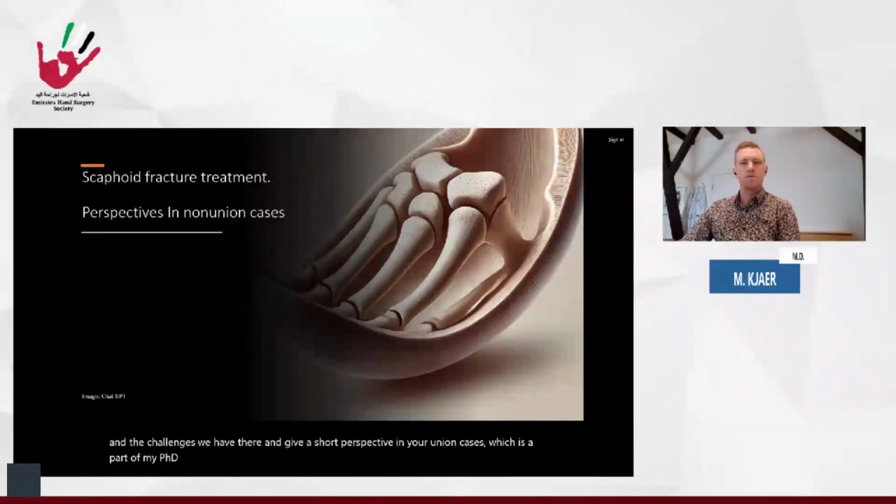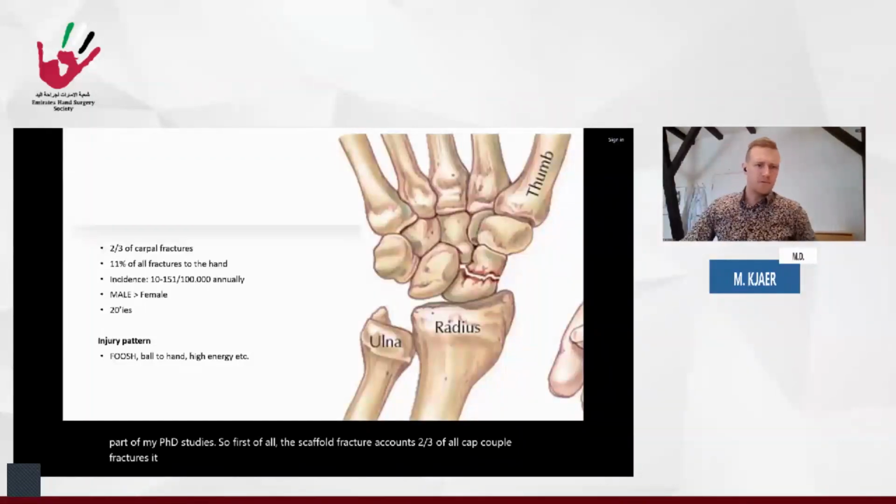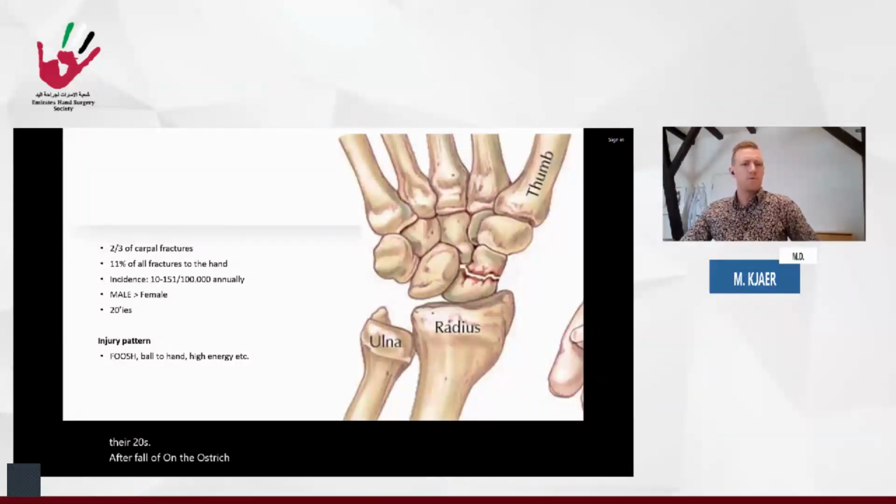First of all, the scaphoid fracture accounts for 2/3 of all carpal fractures. It is 10% of all fractures to the hand, and it is usually seen in young males in their 20s, after a fall on the outstretched hand or bolter hand or high energy trauma.